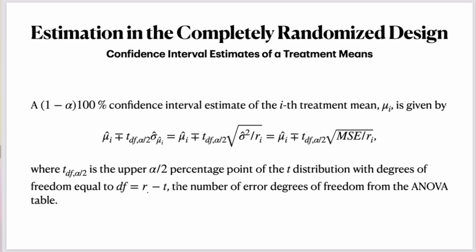So if you go back and look at that ANOVA table for the completely randomized design, the number of degrees of freedom associated with the variability within samples, or what we call the error in the model, is equal to this quantity here. So it's the number of degrees of freedom associated with our estimate of sigma squared, and so that is the number of degrees of freedom associated with this t-value.